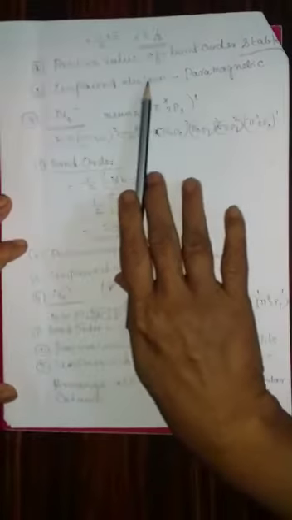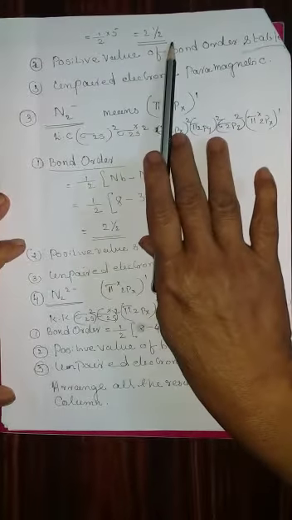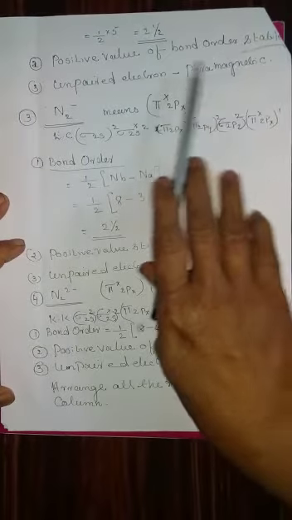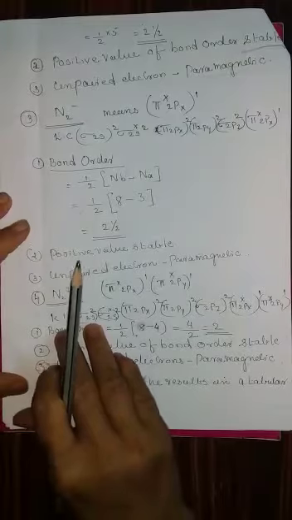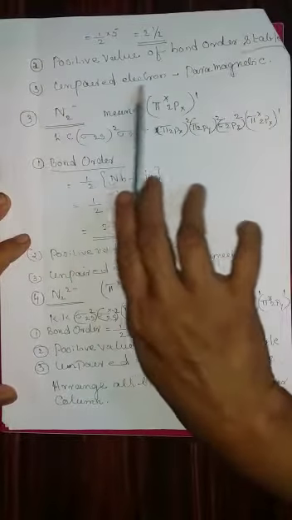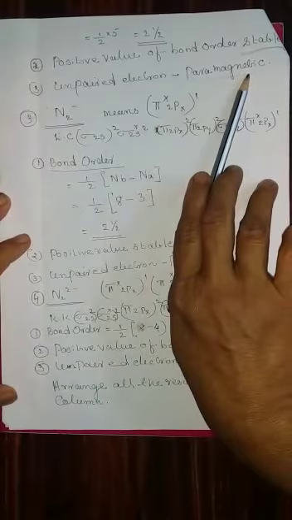Then there is a rule that we studied. If any fractional number comes, the molecule is paramagnetic. Otherwise also, look at the electronic configuration. One is unpaired. Therefore, the magnetic nature is paramagnetic.